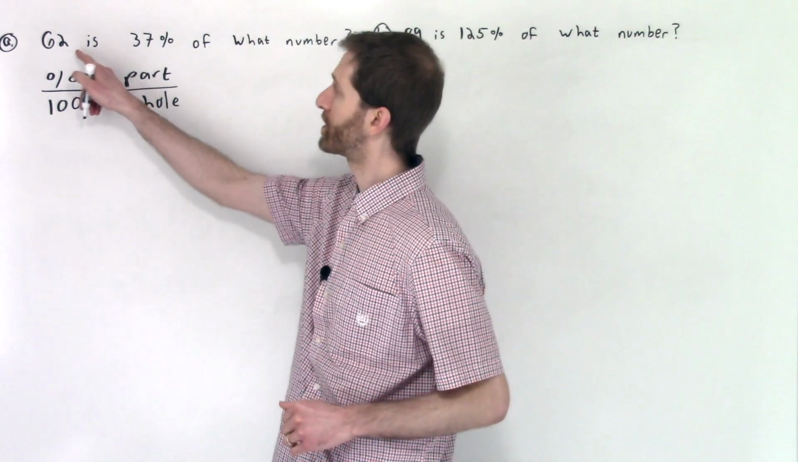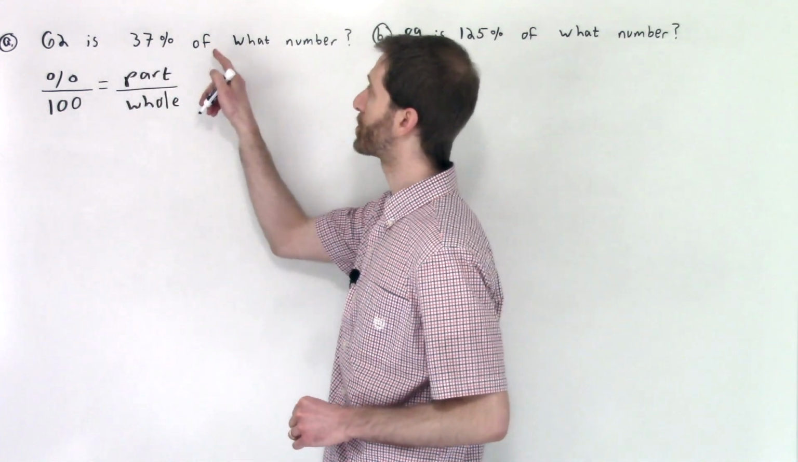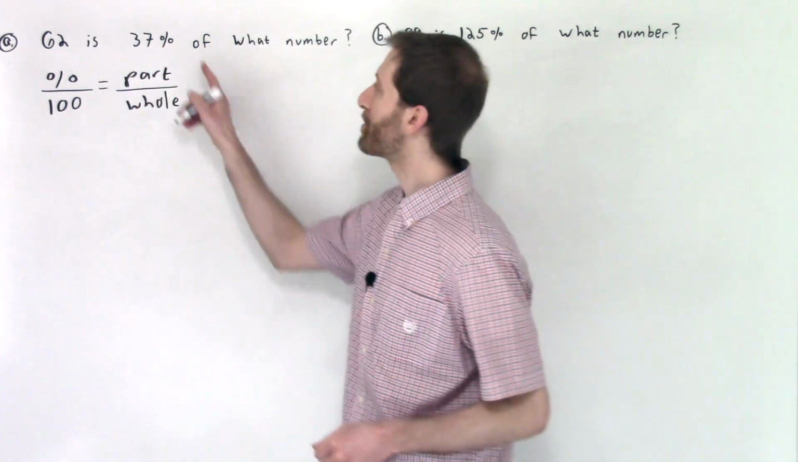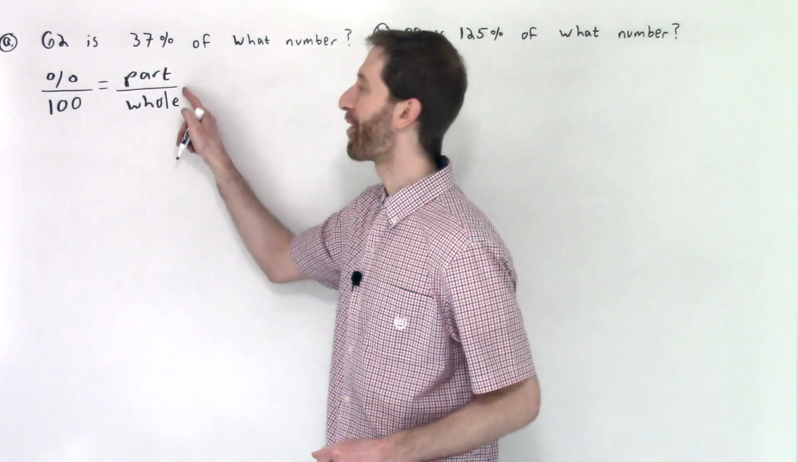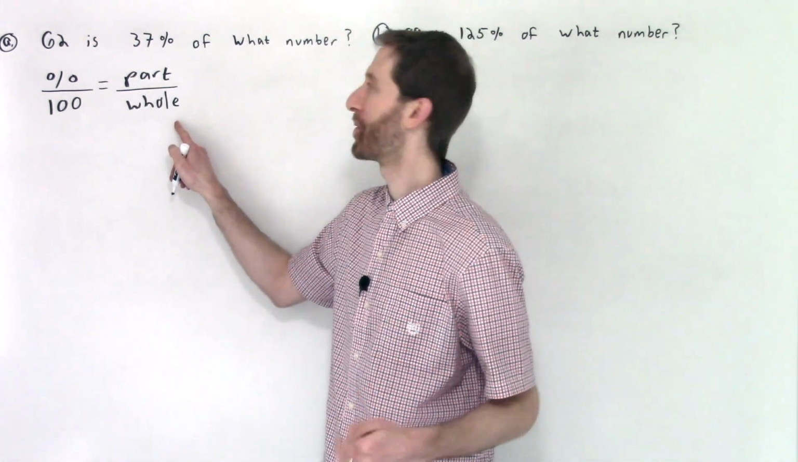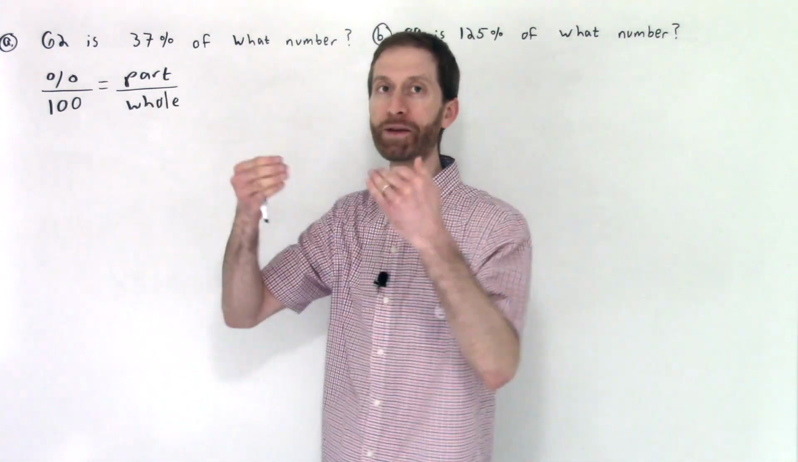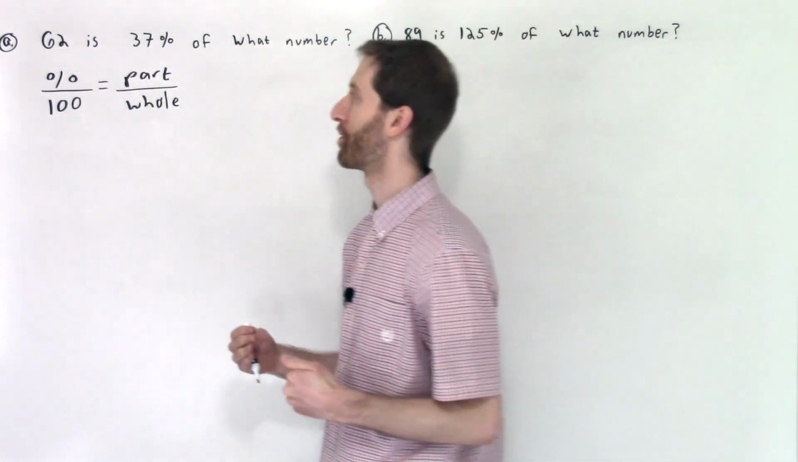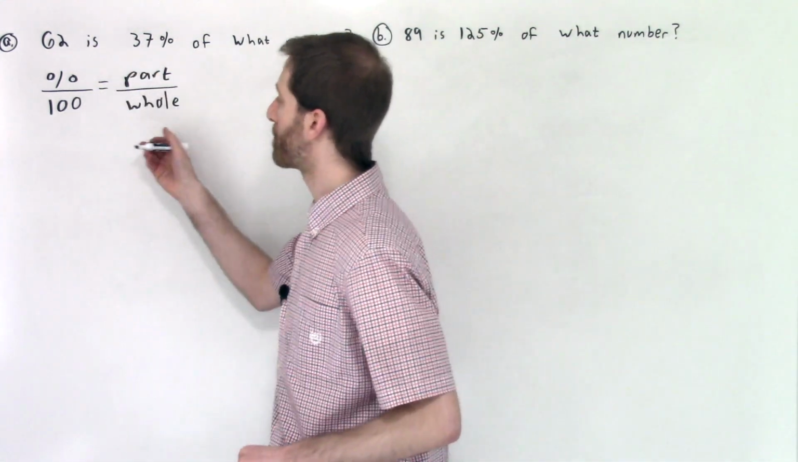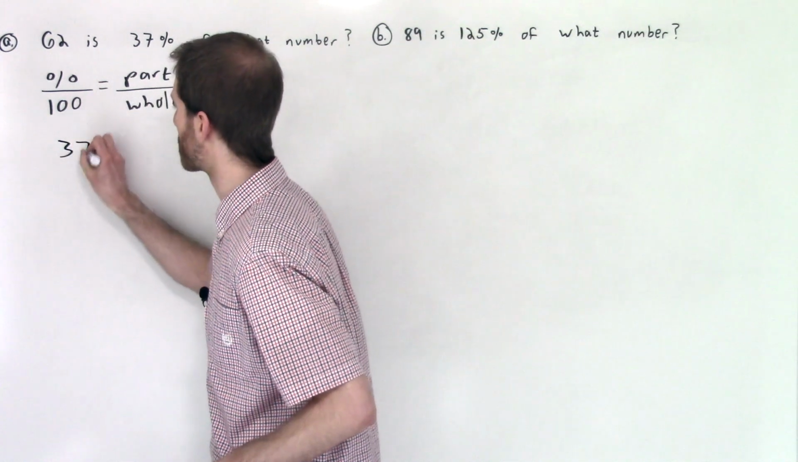So we're told that 62 is 37% of what number? I read that as 37% out of some number. Out of. That's how we know it's the whole, because the thing we're looking for is the amount that we're taking out of. There you have it. Out of is the whole. So we've got 37%, so we know that that's going in the percentage slot.